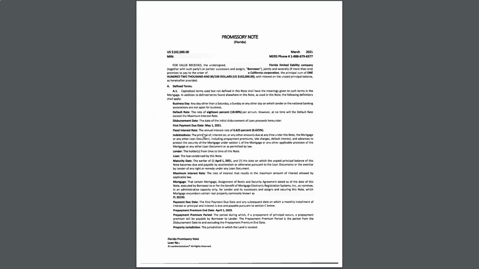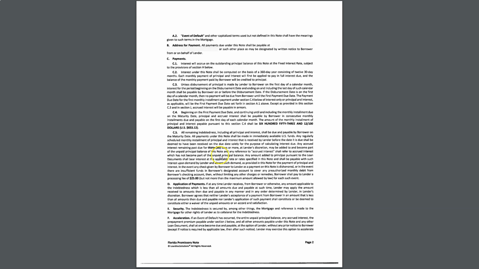And then it'll have other specific terms, and then it'll provide the maturity date or when the loan will end, the maximum interest rate, and the mortgage information. Besides that, it'll state when the prepayment penalty will end, the specific date. On page 2 of the promissory note, it will state, in the event of default and other capitalized terms used but not defined in this note, shall have the meanings given to such terms in the mortgage.